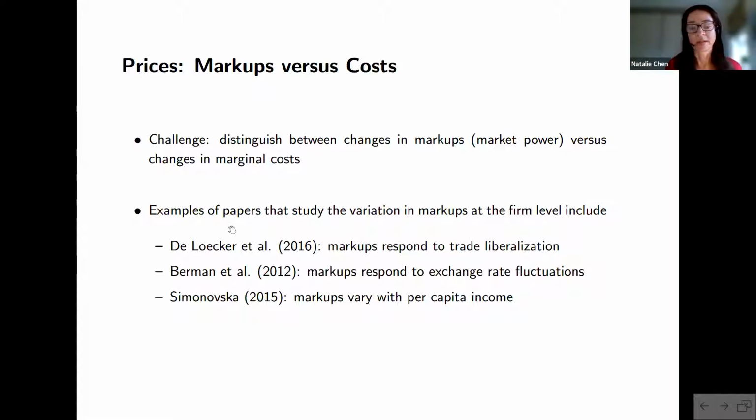firm-level data. So for instance, the paper by De Loecker and co-authors shows that markups in India respond to trade liberalization. Berman and co-authors show that markups respond to exchange rate fluctuations, while Simonovska shows that markups vary with per capita income.